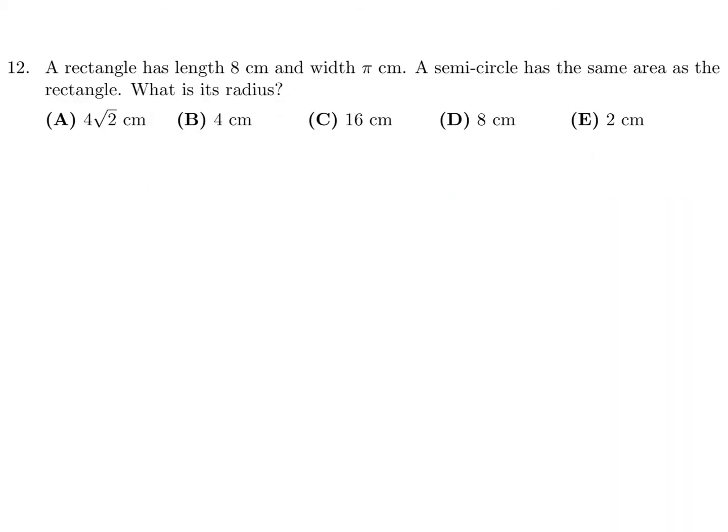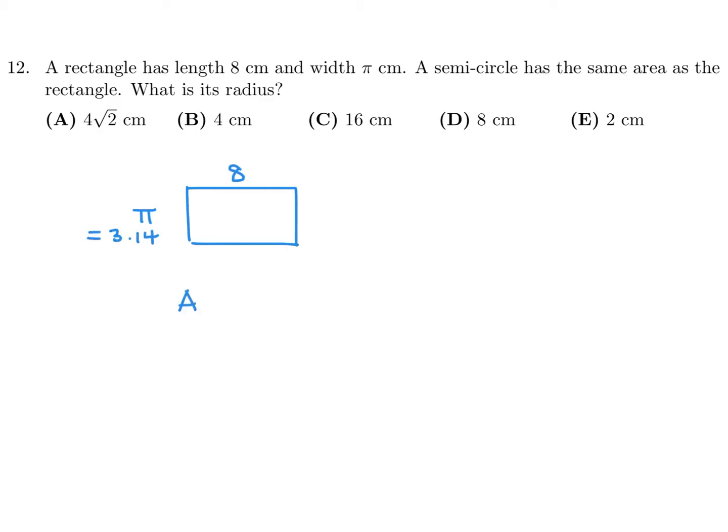A rectangle has length 8 and width pi. A semicircle has the same area as the rectangle. What is the radius? Well, let's draw a rectangle, 8 by pi, and as we all know, pi is approximately 3.14.